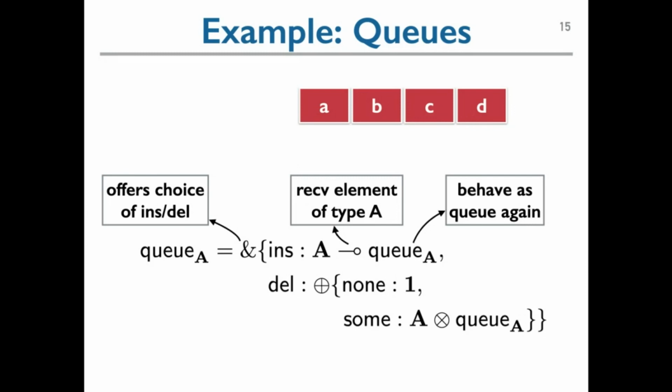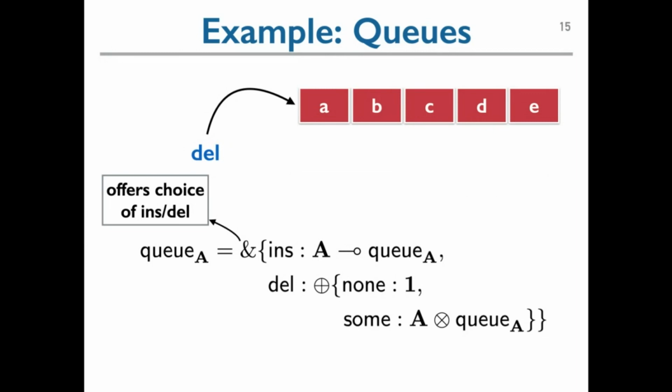So in this example, suppose I have these 4 elements, A, B, C, and D stored in my queue. To insert another element, I send the insert message and the element E, and then that element gets inserted all the way at the end of the queue. And then because the type recurses, the data structure behaves as a queue again, so it can accept more insert and delete messages. So that's the insert branch.